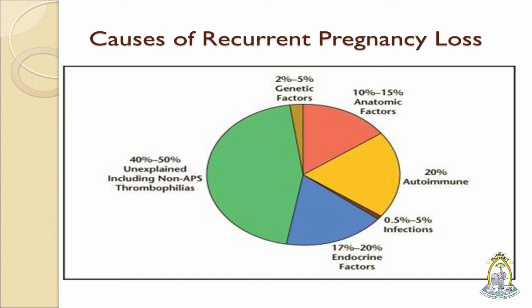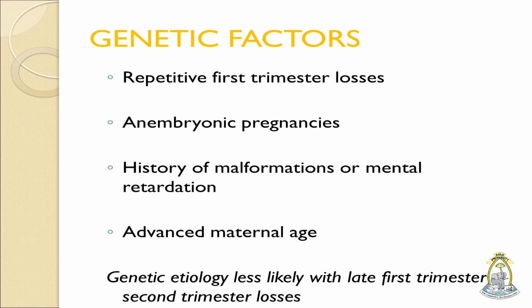It is important to investigate endocrine factors that could have contributed, or autoimmune diseases that we'll look at at the end of this lecture, and then other anatomical defects. These can be investigated. The genetic factors can be a little bit hard to investigate, but you can also speculate on them as you manage these patients.